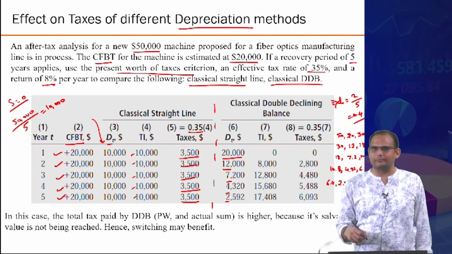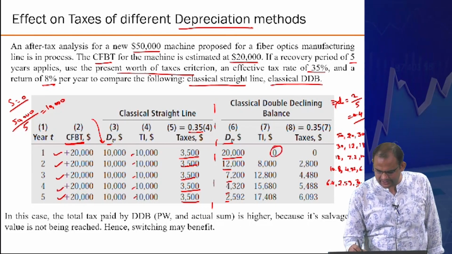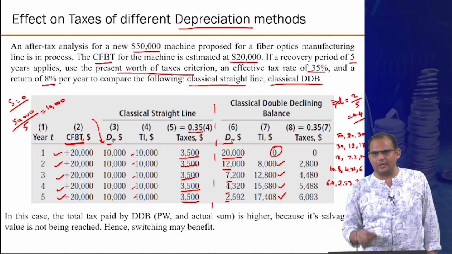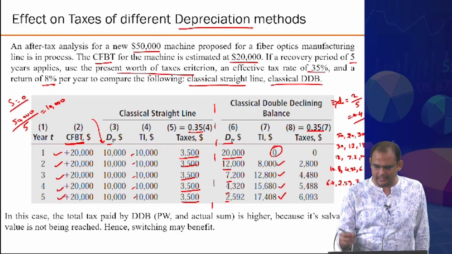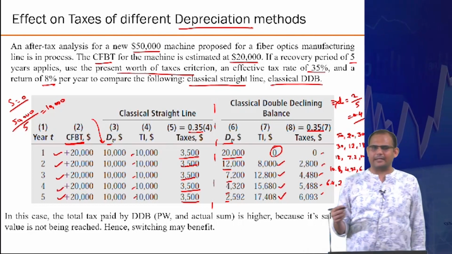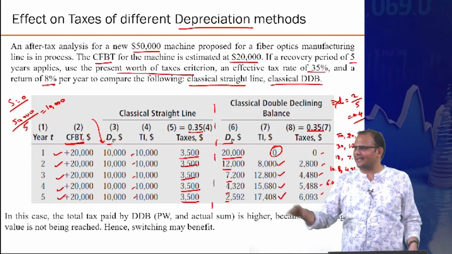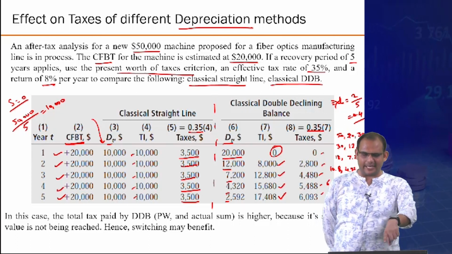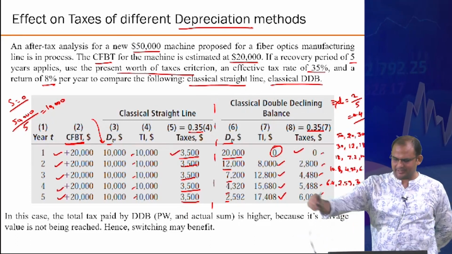So, taxable income is essentially what? CFBT minus DT, first year 0 and then this much amount. On that, the taxes that you pay are 35% of the taxable income. So, that comes out to be this one. Where are you paying more taxes? I have been telling you so far that the DDB method is better, but you are paying more taxes. Why? Can you take the present worth of this tax series and the present worth of this, and see which is coming out better?